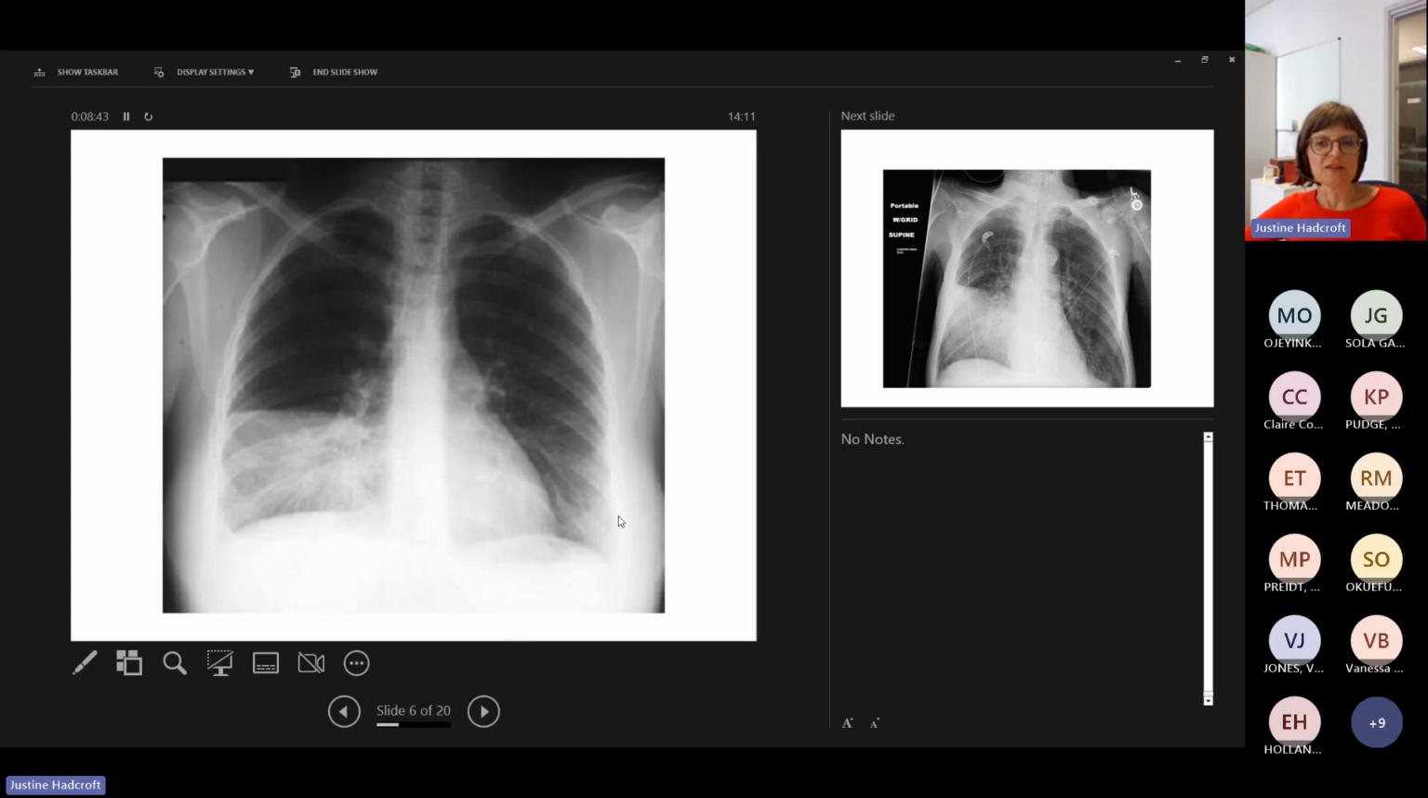What about this one? So this is similar but different. Anybody want to have a go at which side the abnormality is on and what it looks like?